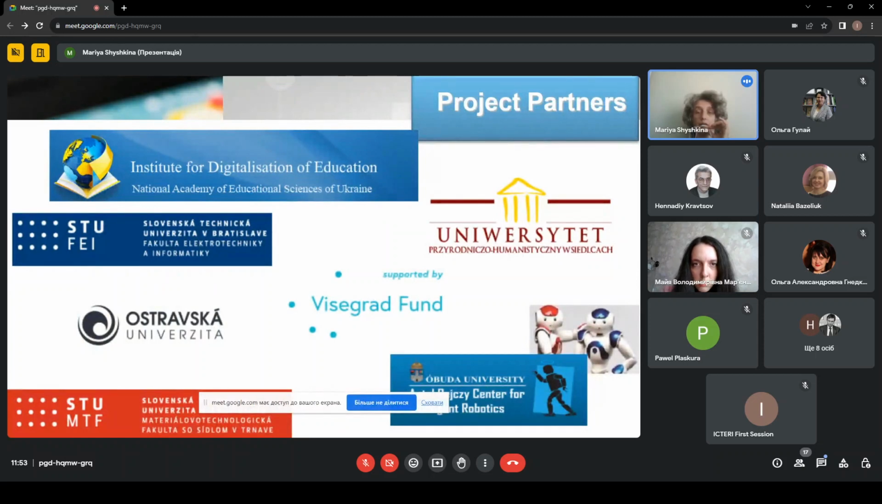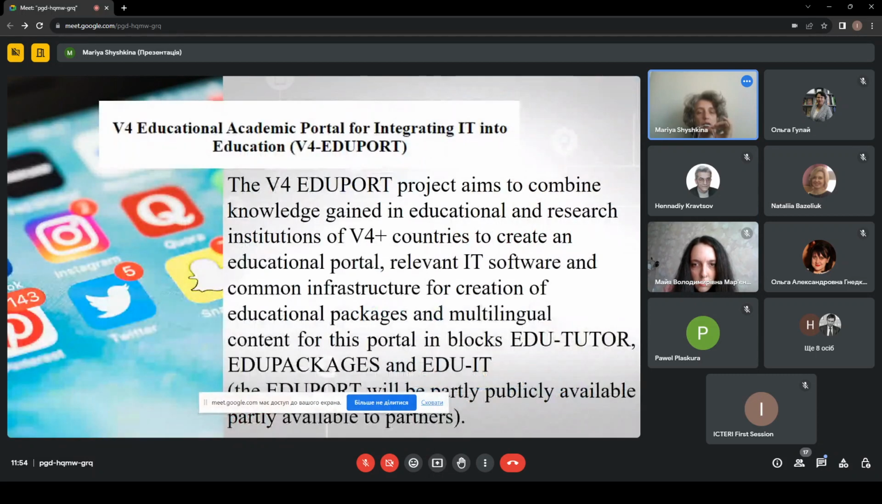Here you can see project partners. They are from Slovak Technological University, also Ostrava University from the Czech Republic, then the Center for Intelligent Robotics from Hungary, also the University of Science from Siedlce in Poland, and our Institute of Digitalization of Education of the National Academy of Educational Sciences of Ukraine. The project aims to combine knowledge gained in educational and research institutions of V4 plus countries to create an educational portal, relevant IT software, and common infrastructure for creation of educational packages and multilingual content for this portal.